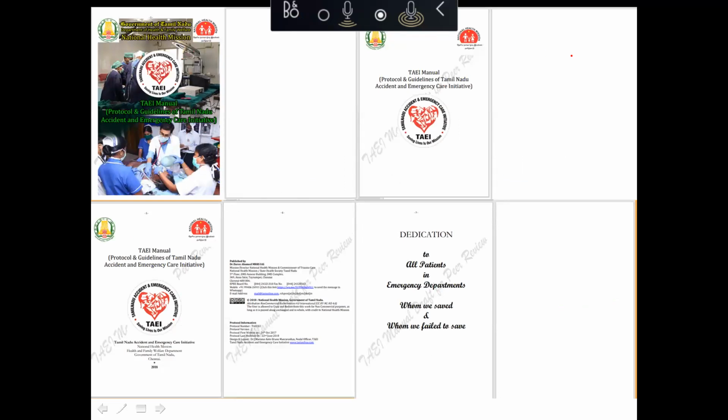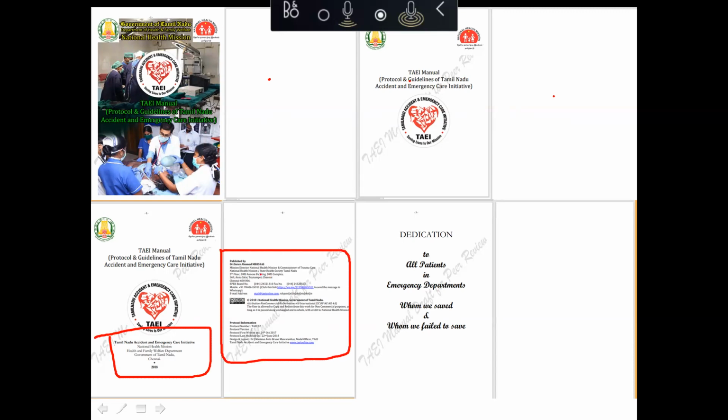So this is the Thai manual which we edited. This is the outer cover. This is the inner cover. This is page 1, which has only the title. Then page 2, which is blank. Page 3 has the publisher details and the date. Page 4 is copyright information. Page 5 says, we dedicate this book to all patients in the emergency department whom he saved as well as whom he failed to save.